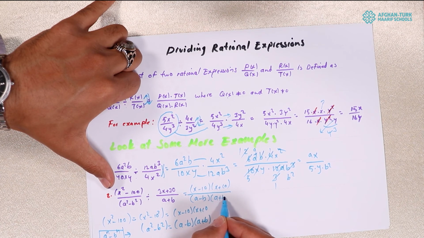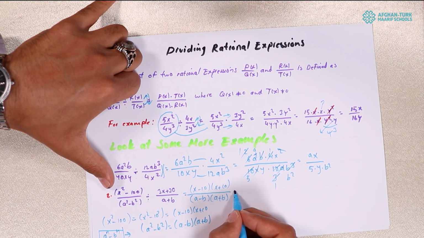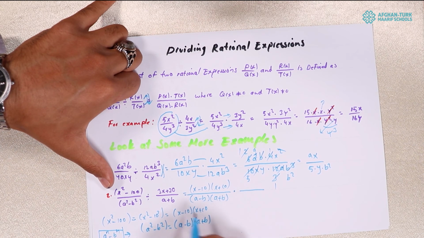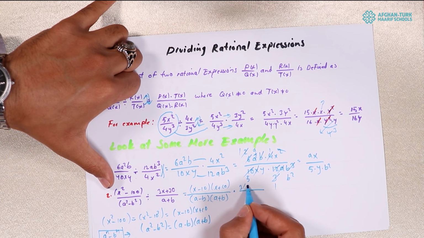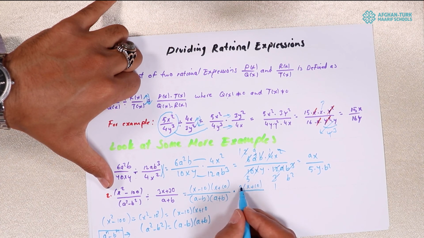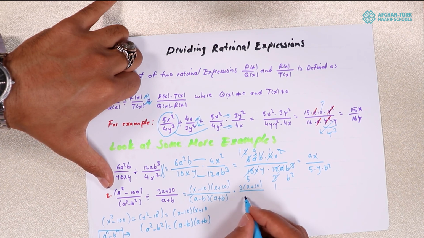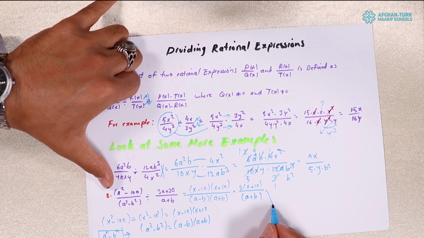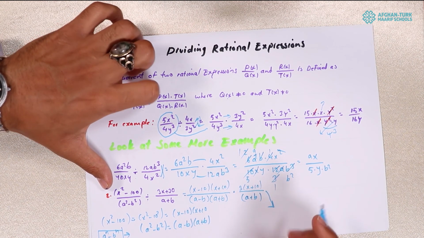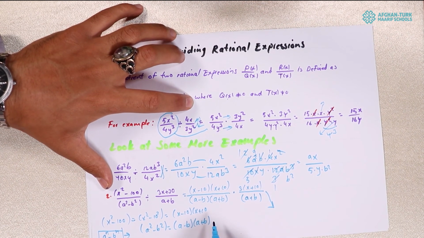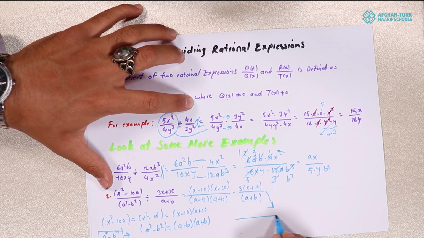times a plus b. This sign changes to multiplication, and after that 3x plus 30. If we factor 3, the answer will be x plus 10. Okay, 3 times x, 3x, 3 times 10 is equal to 30. We just factored 3. Okay, at the denominator we have a plus b. Okay, let me write here because it shouldn't be confused. Okay, then we are going to write them. Okay, write them as one fraction.